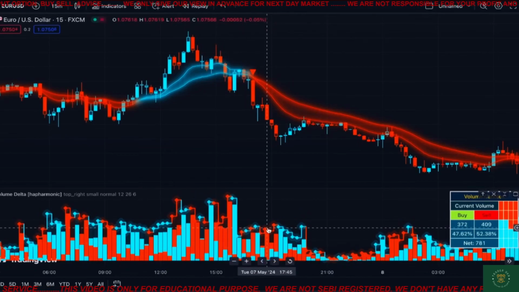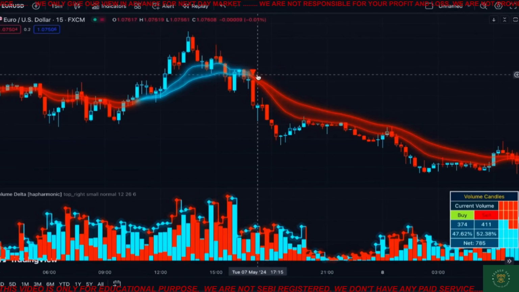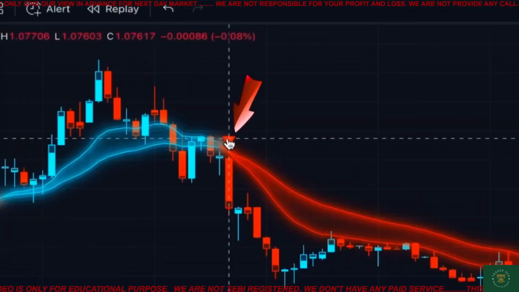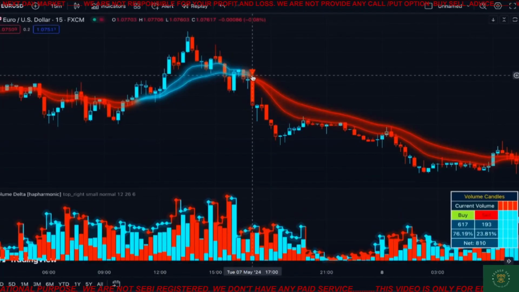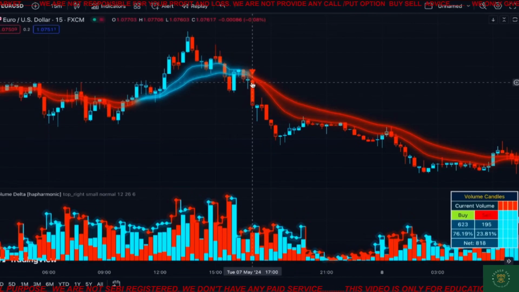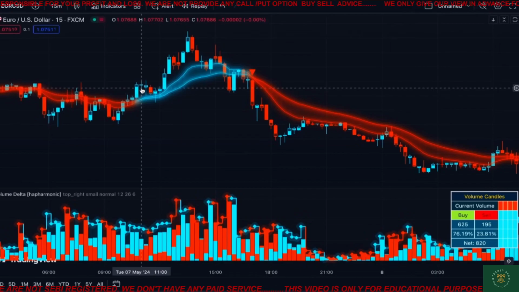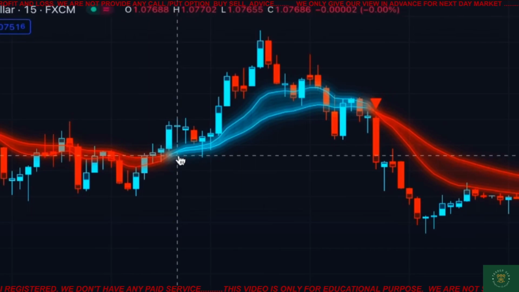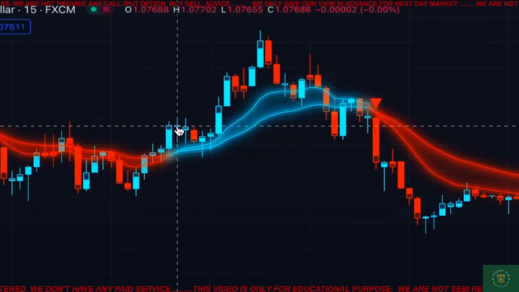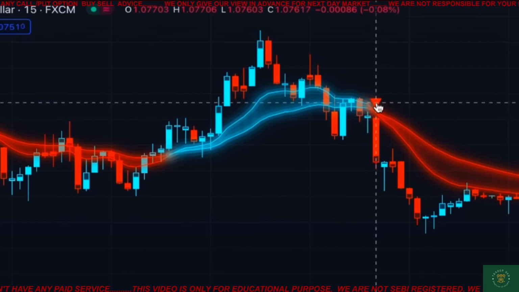By default, it sets the volume confirmation length at 6, so when a crossover happens and the condition is met, we have a triangle which shows a confirmed signal. The point is that a sell signal is confirmed if we have a good percentage of selling volume, and a buy signal is confirmed if we have a good percentage of buying volume. In this case you can see that the indicator didn't show any triangle because the buying volume is not good. But in this case, where we had a good selling volume, the indicator has shown this triangle.